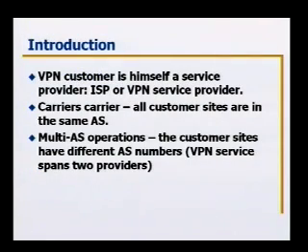So the VPN customer can be either an internet service provider, or he can be a VPN service provider. And in this context of VPN customer as a service provider, there are two scenarios. The first one is carrier's carrier, when all the customer sites are in the same AS. And the second one is multi-AS operations, or inter-provider backbones, where the customer sites have different AS numbers.